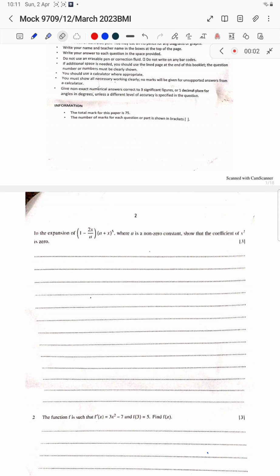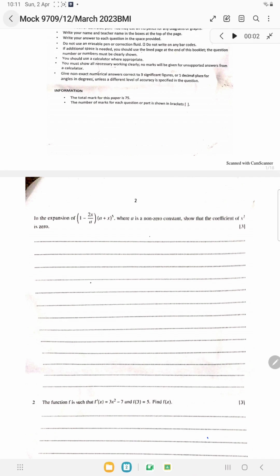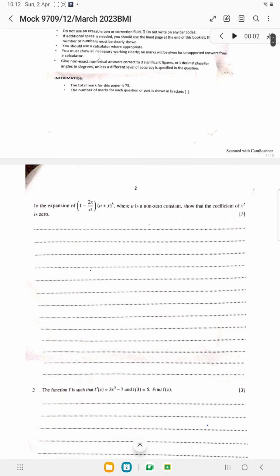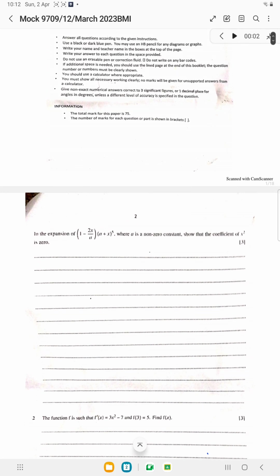Guys, today I'm going to solve the Paper 1 mock exam that was set for you in March 2023. Most of the students asked me to help them solve these questions. So I'm going to solve this whole paper for you, so you can find out the difficulty level wherever you feel in the exam.